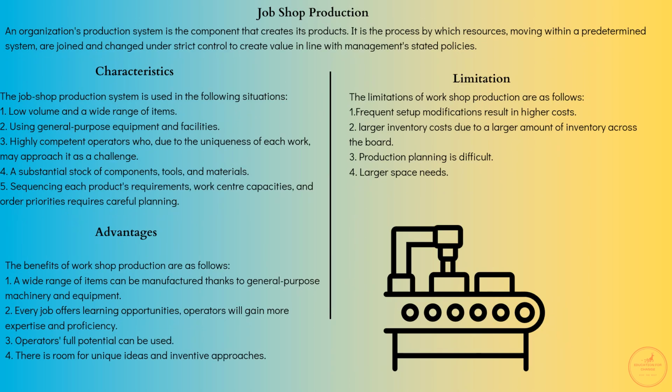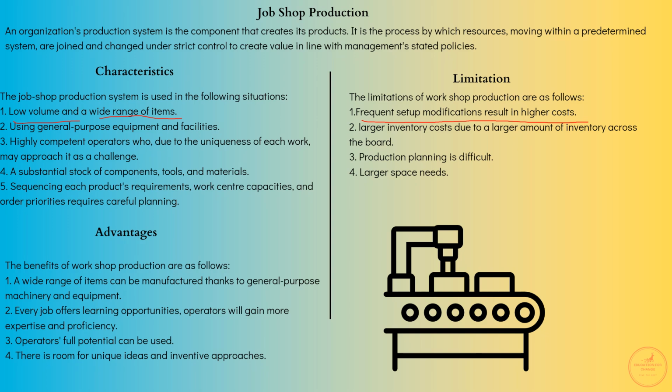The first one is the job shop. What is a job shop? Lower volume and a wide range of items. That is the first characteristic of the job shop. If we check the limitation, we understand it very easily. Frequent setup modifications result in higher cost. That means it is actually very low volume and a wide range of products. An example is the making of an aeroplane or a ship, the best example of job shop production.